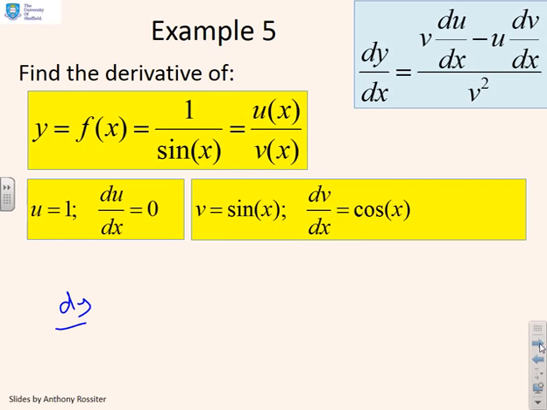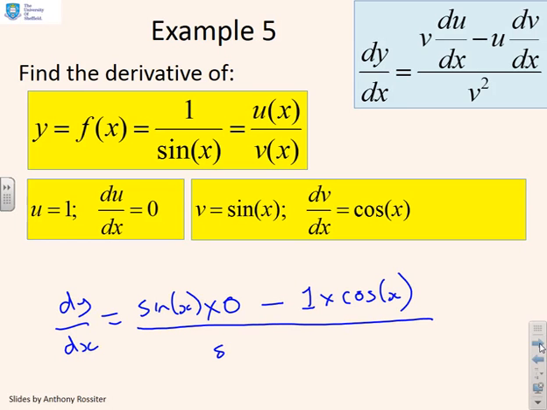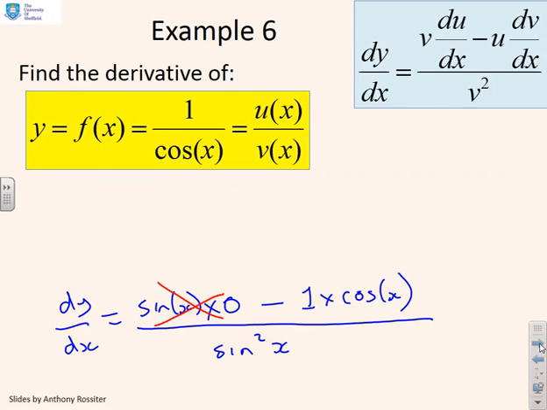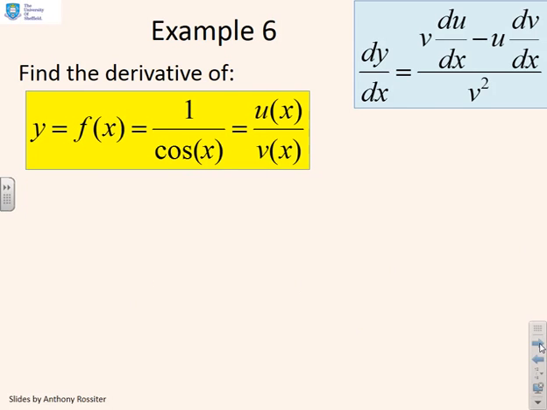So dy/dx equals v, which is sine x, times du/dx, which is 0, and then minus u, which is 1, times dv/dx, which is cos x, all divided by sine squared x. And obviously the term that's multiplied by 0 disappears, so you end up with minus cos x over sine squared x.